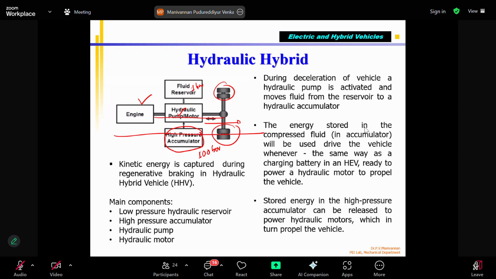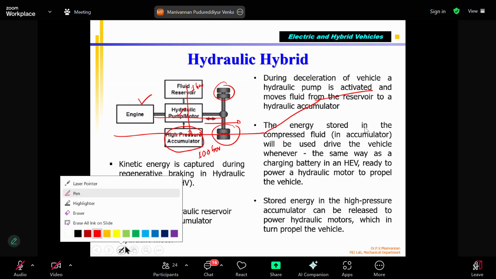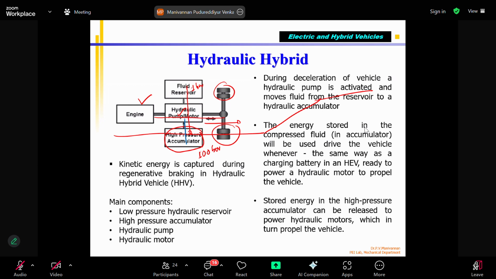Some part of the engine power is used to drive the hydraulic pump, which sucks the fluid and stores it in high pressure. Now, suddenly I see an uphill, a gradient. I need more torque. What do I do? I will disconnect the pump, because the hydraulic pump can be made to work as a motor. So the high pressure fluid stored will go inside and drive it and generate torque. So the motor torque is coming.